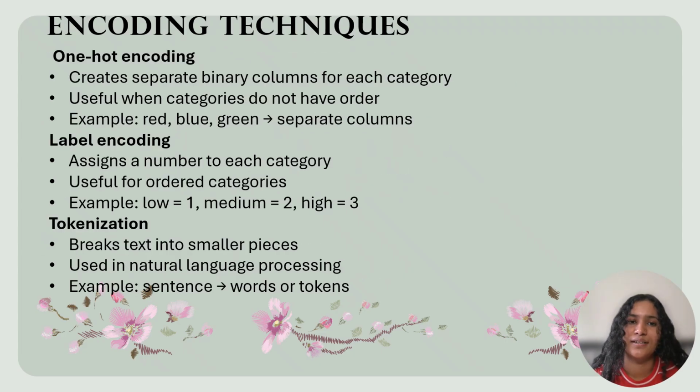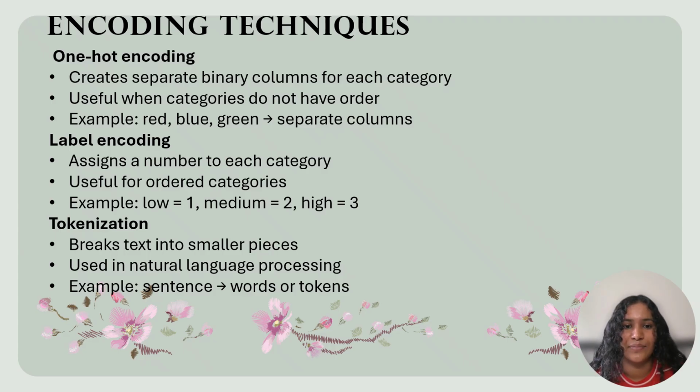Now, let's discuss encoding techniques, which are used to convert categorical and text data into formats that machine learning models can understand. The first technique is one-hot encoding. One-hot encoding creates a separate binary column for each category in a dataset. A value of 1 indicates that the category is present, while 0 indicates it is not. This technique is useful when the categories do not have a natural order.